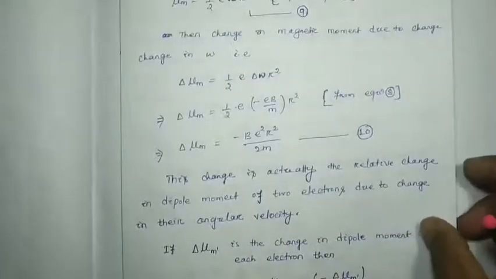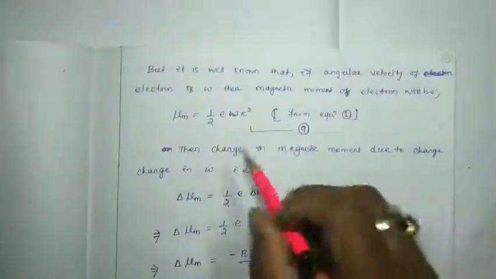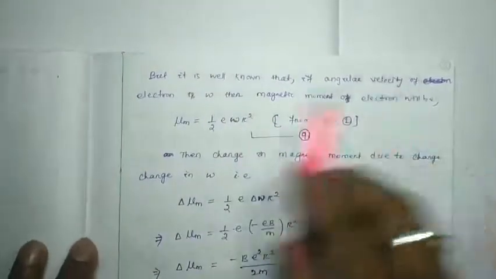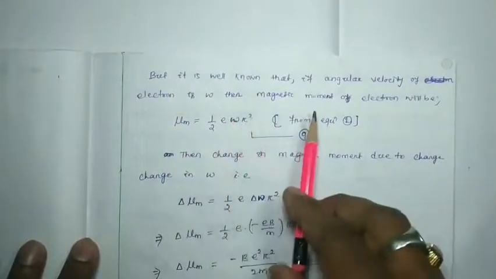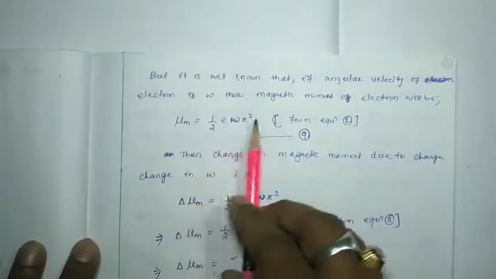Okay, come to the next page. So, it is well known that if the angular velocity of the electron is omega, then the magnetic moment of the electron will be half e omega r square.